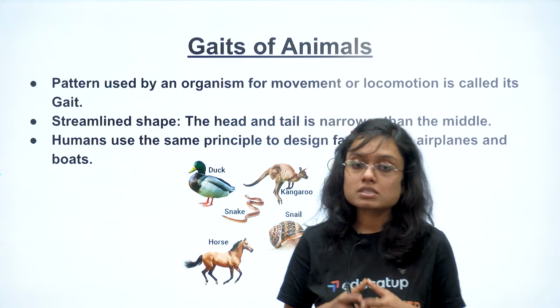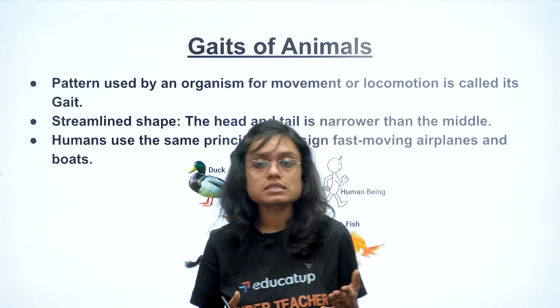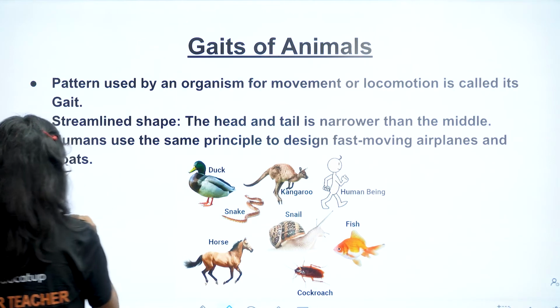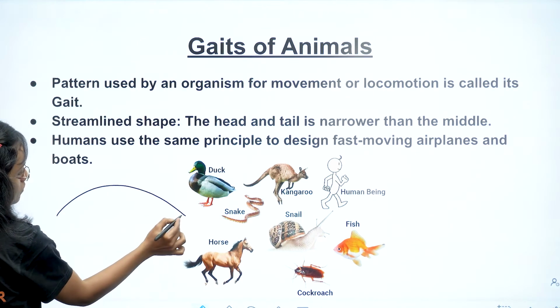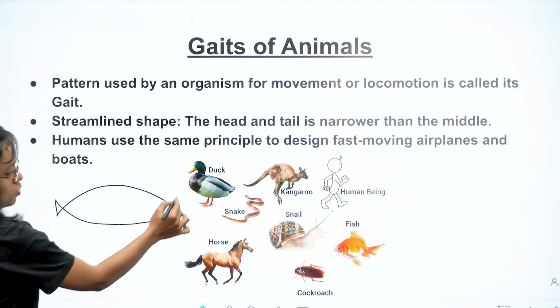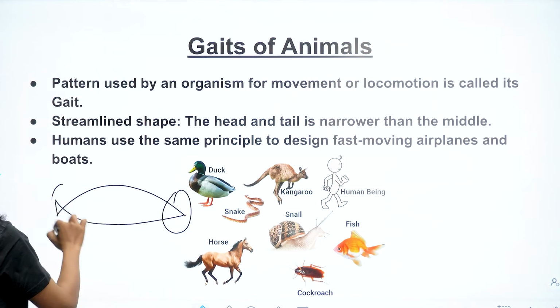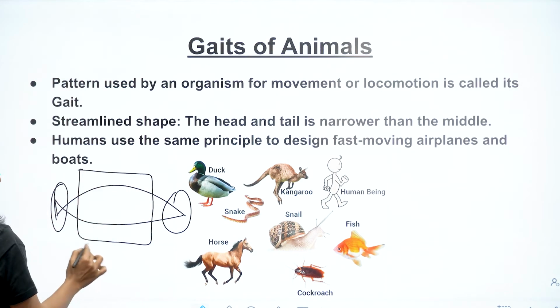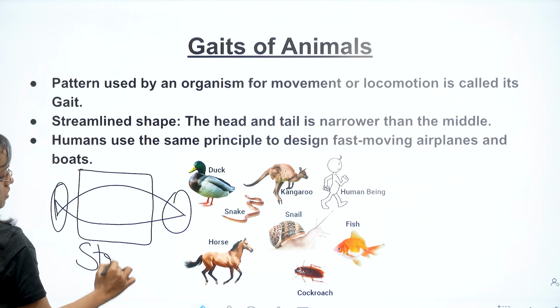Humans have used this shape to design aeroplanes and boats. Now what does this shape exactly look like? It's like this. So the head and the tail part is narrow in comparison to the middle part of the body. This is your streamlined shape.